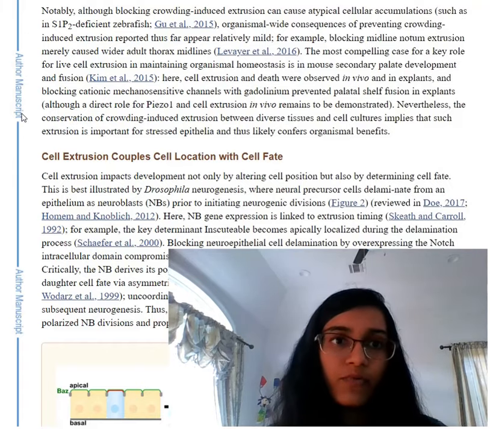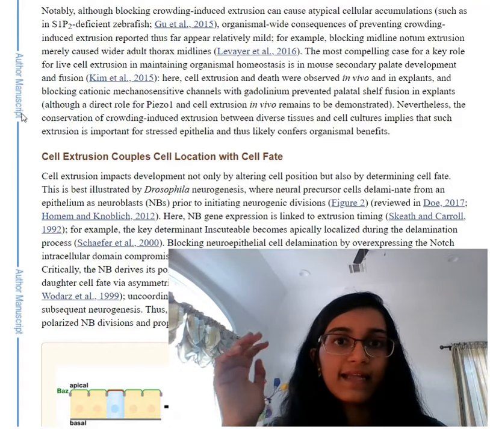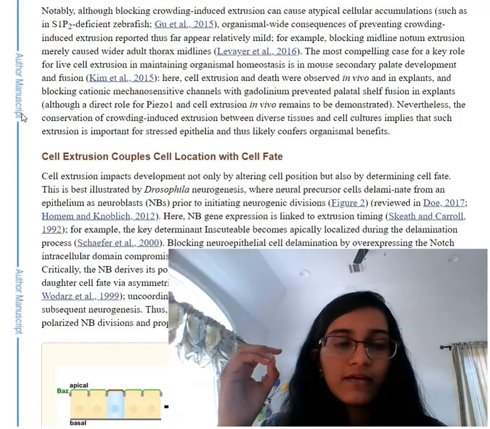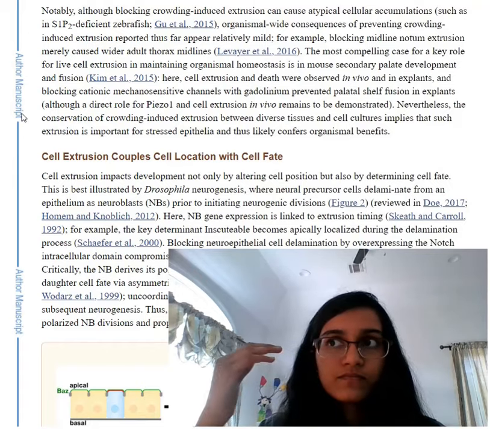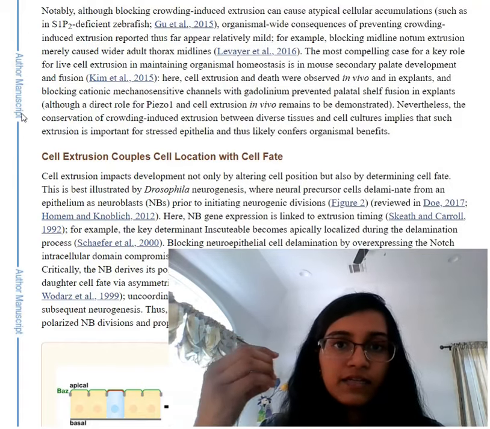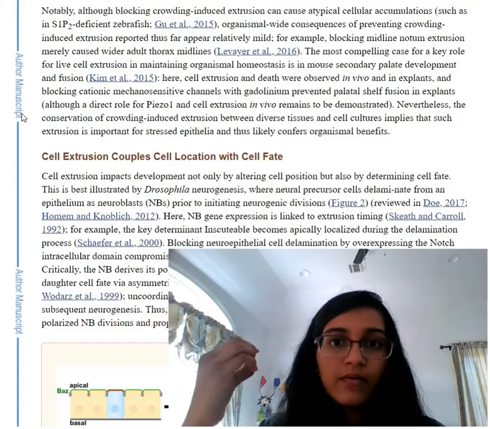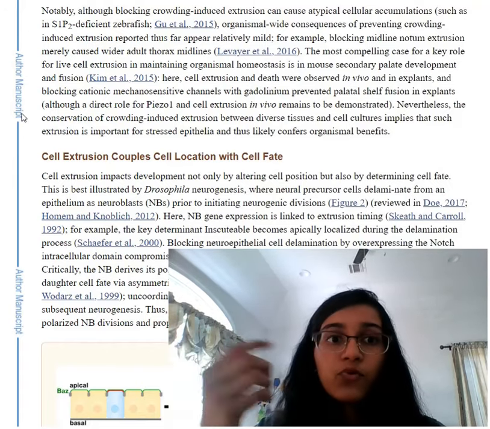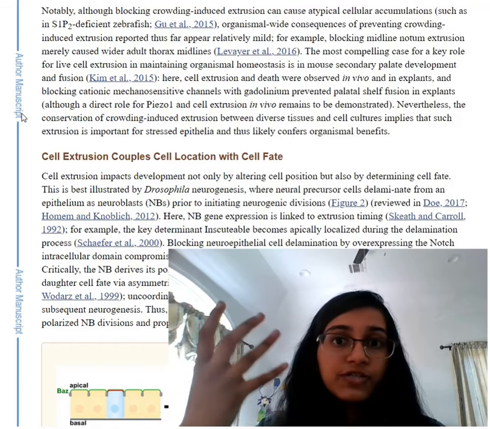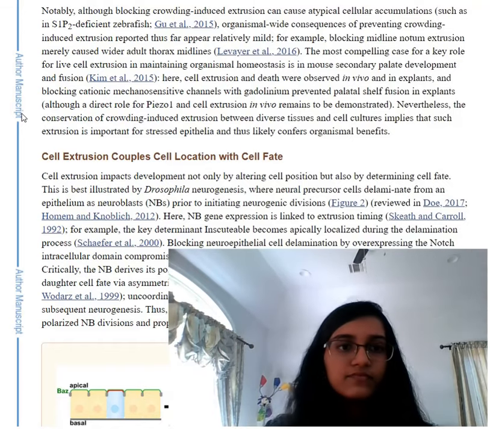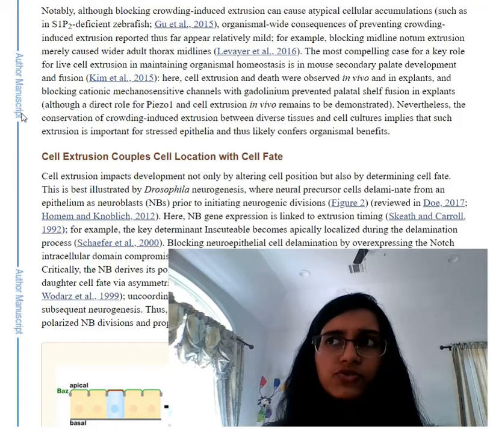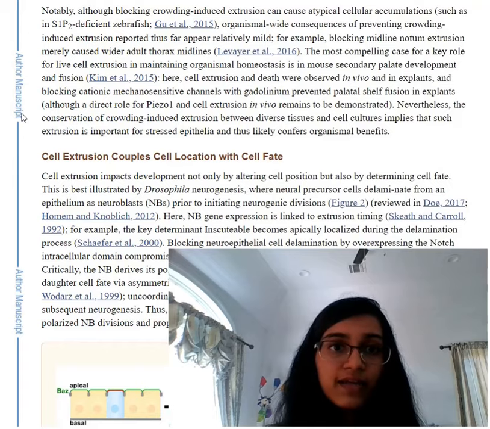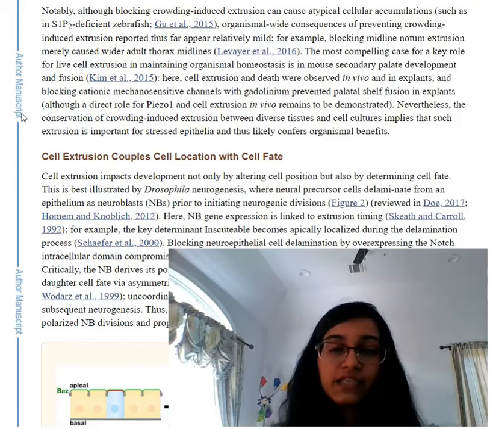Okay, let's just look at this part real quick. They say that in certain organisms and in certain experiments, such as with midline notum extrusion, there wasn't really a strong case for why cell extrusion is necessary in the first place, because there weren't really severe effects of not having it. But then they do say that there was a compelling case for it in mouse secondary palate development.